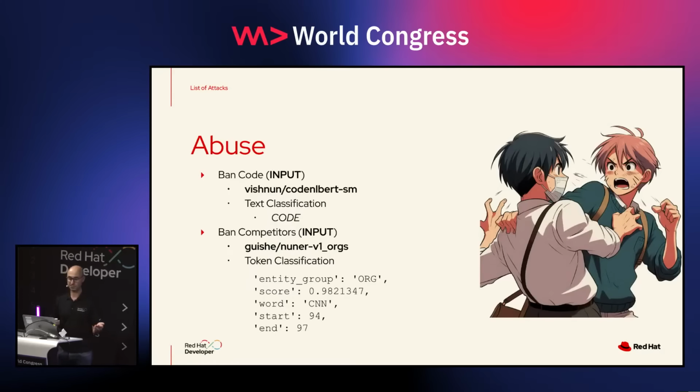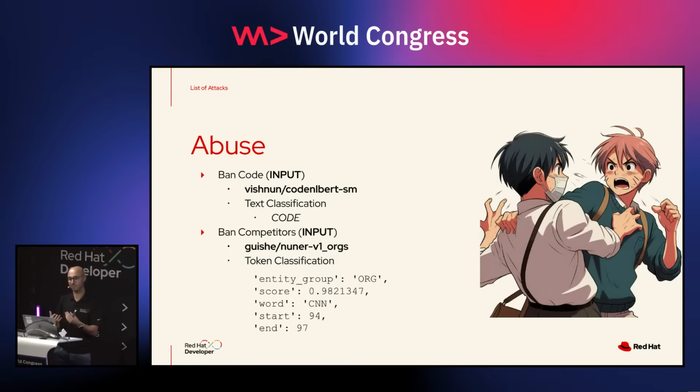Another list of attacks is abuse. We need to avoid users abusing our model, for example, by sending us code. A user can say, "Hey, can you execute this code?" and depending on how the model is trained, it can execute it. You see that this is a kind of attack that we don't want. There is a model named CodeNLBERT-SM: you send it text, and it returns whether the text contains code snippets or not.